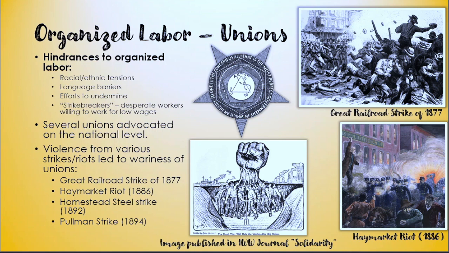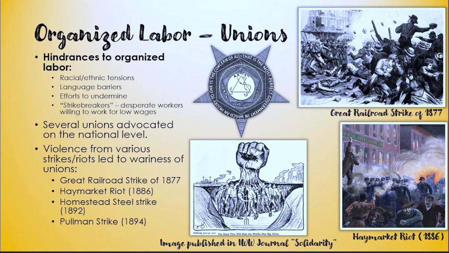In spite of this, though, unions did form, and some of them went on to a national level to advocate for workers' rights. But there was a shadow cast over the idea of unions by violence and riots that were sometimes associated with them. So there were several strikes and riots that stood out. There was the Great Railroad Strike of 1877, the Haymarket Riot in 1886, the Homestead Steel Strike in 1892, and the Pullman Strike in 1894. And these kinds of things caused many Americans to view unions as dangerous and politically radical.